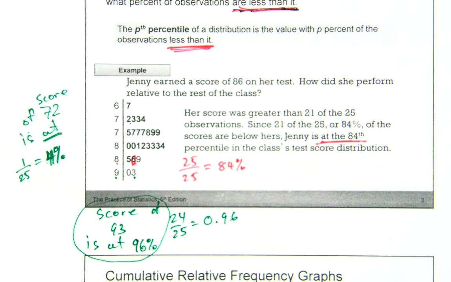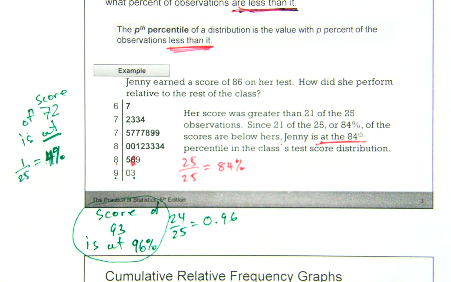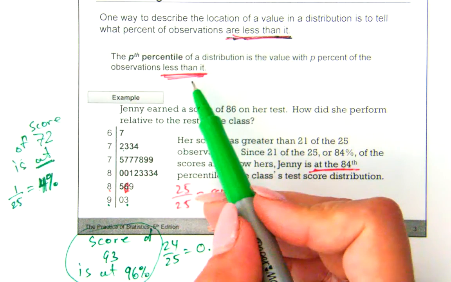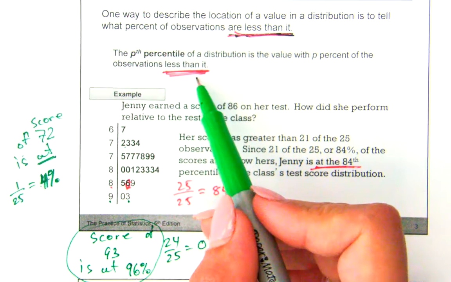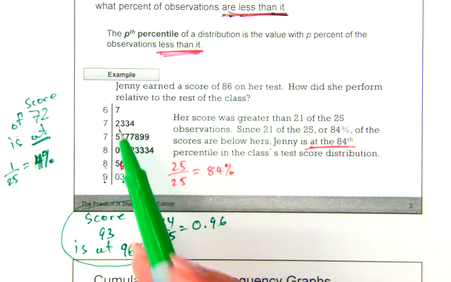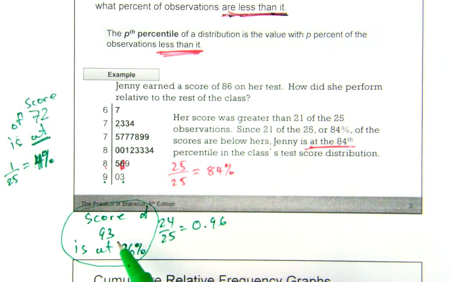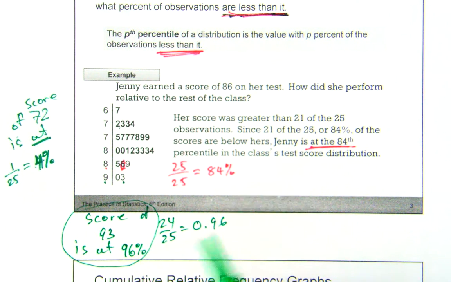All right. Even though they did get the top score, they really should be technically at the 100th percentile. But if we're going to use the definition, percentile is the value with p% of the observations less than it. 24 of the observations were less than the 25th one. So 24 out of 25 gives you 96%. Okay. All right.